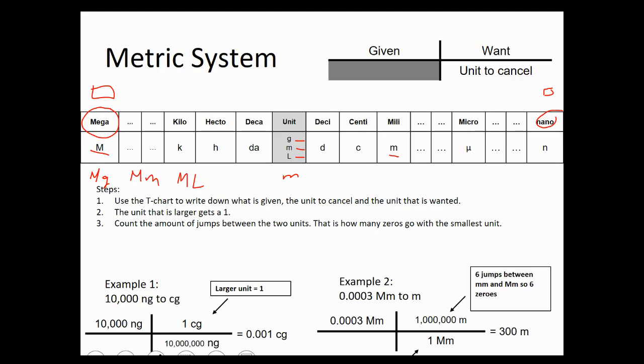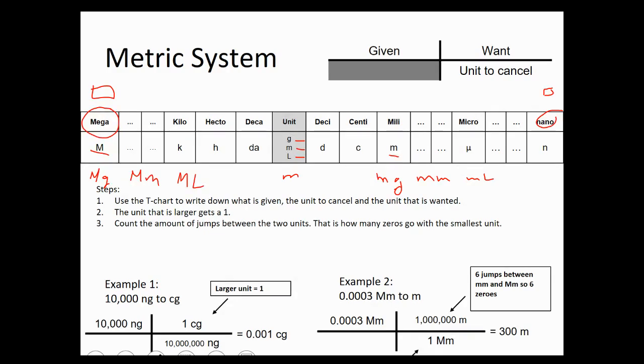Now for milli, it will show with the same base units, but instead of being capitalized, it will be lowercase. So we're talking about milligram, millimeter, and milliliter, okay? So the capitalization of the letter M does matter, okay?